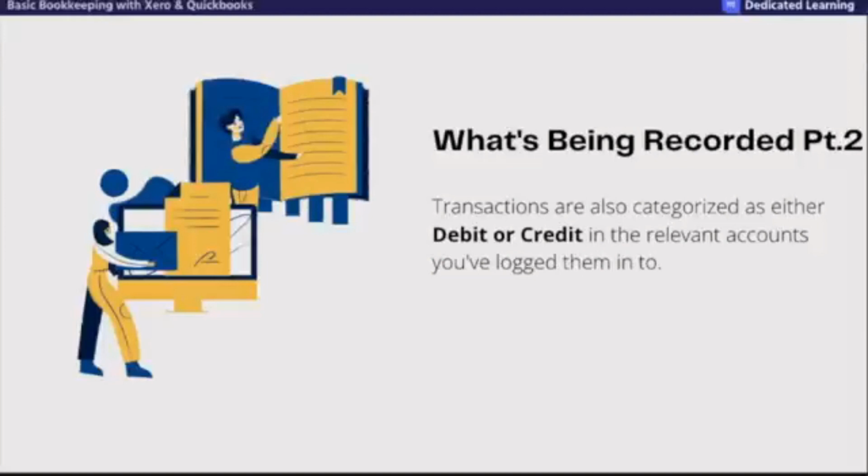So friends, continuing on from the previous video, transactions, aside from being logged twice in the appropriate accounts, are also categorized as either debit or credit in the relevant accounts that you've logged them into. Let me show you what I mean.